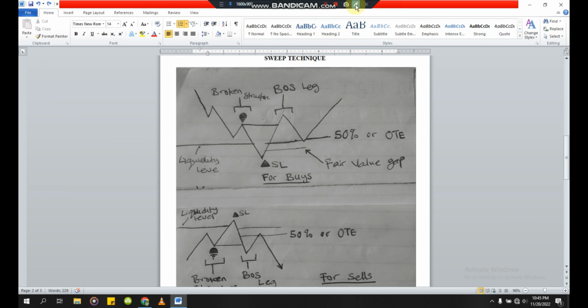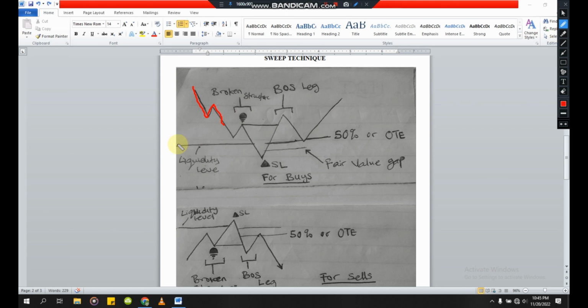First we have the sweep technique. In the sweep technique, we expect price to go to our POI. In the SMC world we call it POI, point of interest, but ICT calls it liquidity level. When price goes into it, price taps it. If it's an order block, it has tapped the order block. If it is a short-term high, it would have formed a double top right here, and after the double top, it swept all the liquidity above that.